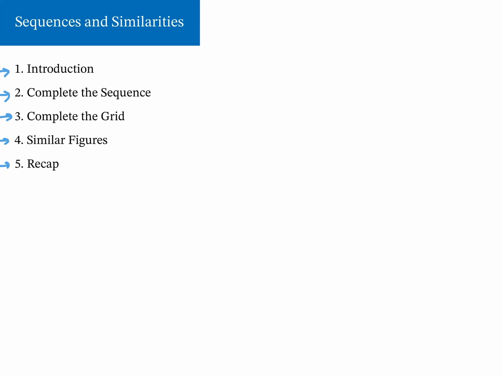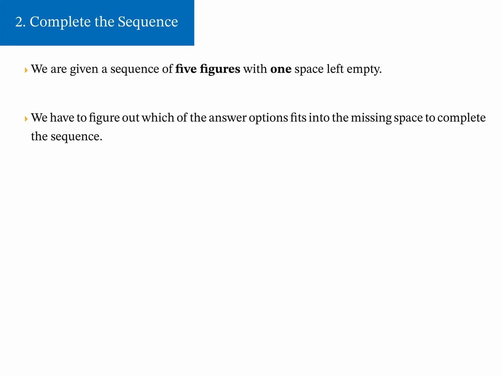So let's take a look at the first question type. There we go, complete the sequence. So this is what we're going to start with. In this particular question type, we're going to be given a sequence of 5 figures with 1 space left empty. What we need to do is to figure out which of the answer options that we're given fits into the missing space to complete the sequence. Seems pretty self-explanatory, and we'll see a few different variations of this.